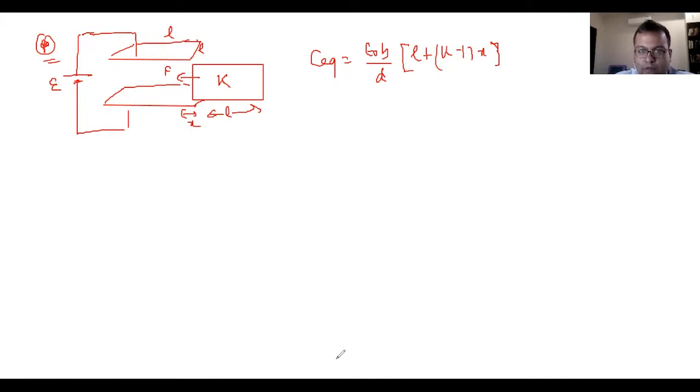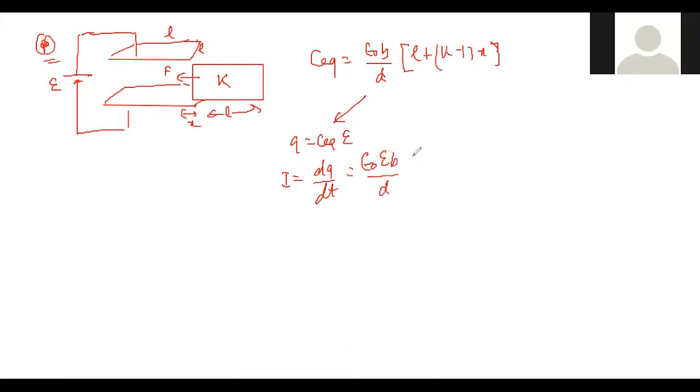ठीक है ना. तो यहाँ से अगर चार्ज निकालना है तो क्या होगा? C इंटू E. ठीक है ना. तो I can find out the charge as Q equals C into E, and from that I can find out the current as dQ by dt. So what will it come out as? Epsilon naught E into B by D, K minus 1 into V, dx by dt, which is the velocity of the dielectric.